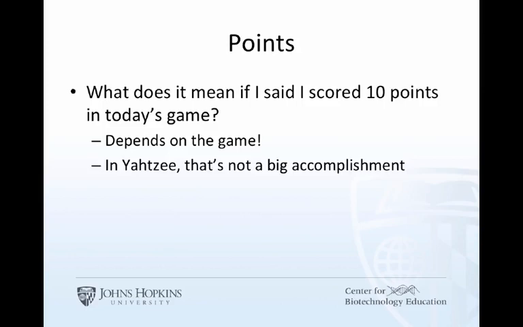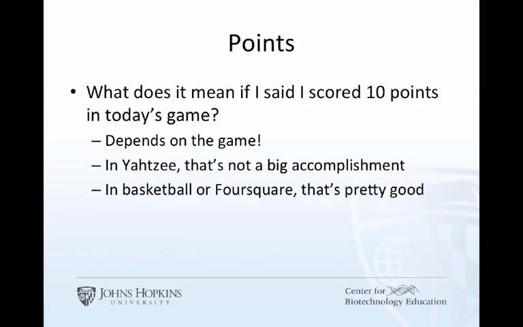Yahtzee is a game involving throwing dice. It's pretty easy to get 10 points on a single turn, and often game scores go above 100. Now in basketball, that's a pretty decent game. It's harder to do, but possible. Foursquare is a phone app. You get points for checking in on your phone at particular locations. To get 10 points is a lot, but it happens from time to time.